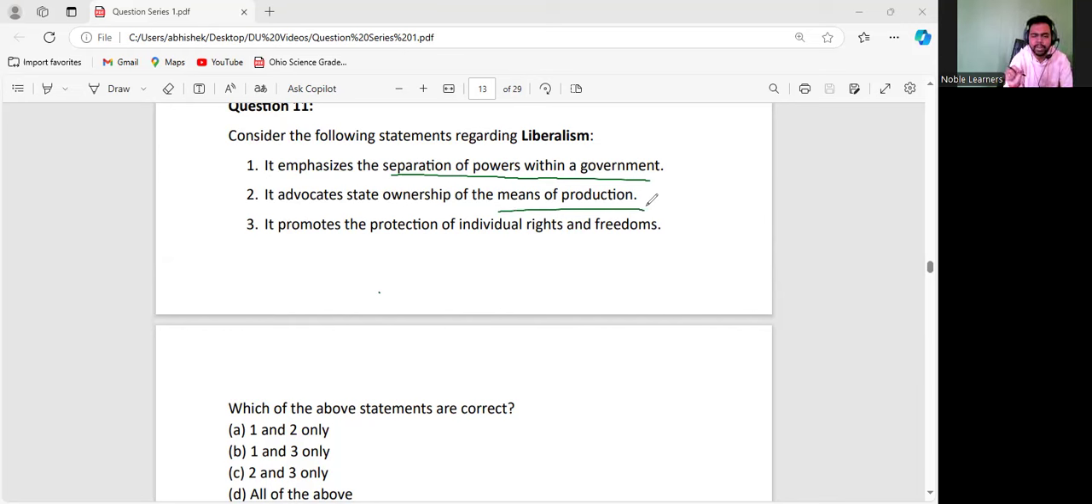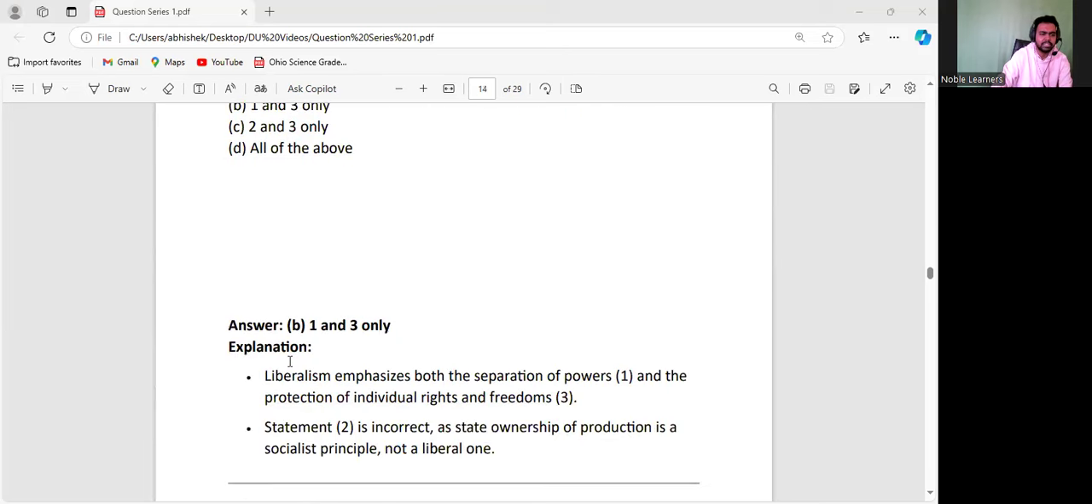Liberalism supports private ownership, not state ownership. Therefore, this is the wrong statement. It promotes the protection of individual rights and freedom. Obviously, it is in favor of individual rights and freedom. So statements 1 and 3 are the correct answer. Second is not correct. So B is the correct option.